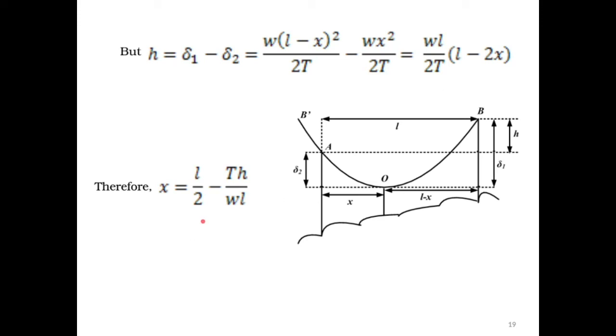Now, if we look at this equation, if we arrive at a situation where L over 2 is equal to TH over WL, what is going to happen? If we imagine that the values of L, T, H, and W are such that L over 2 is equal to TH over WL, what is going to happen?